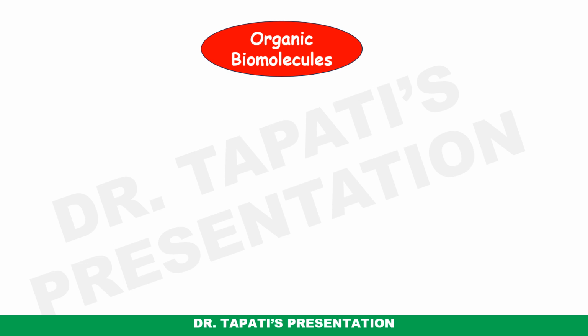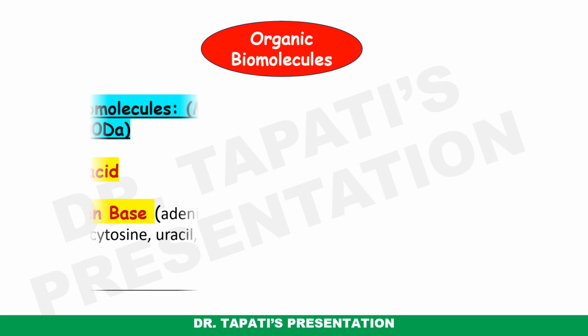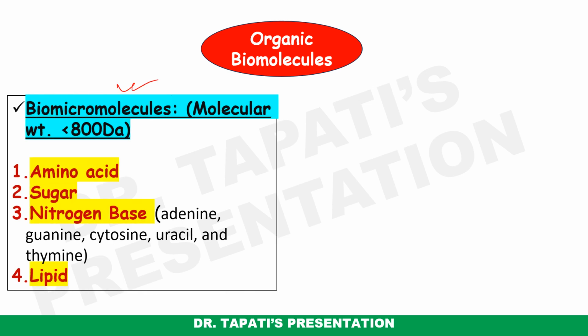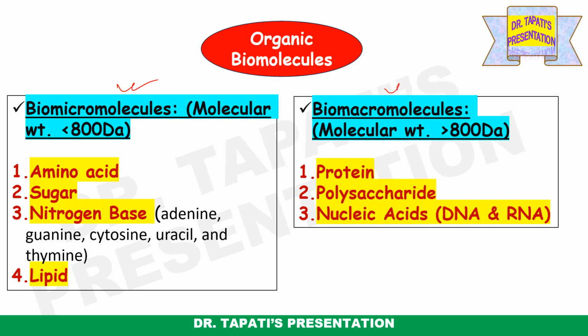So we can categorize organic biomolecules into two groups. One is biomicromolecules and another one is biomacromolecules. Biomicromolecules means molecular weight less than 800 Dalton. Macro means molecular weight is greater than 800 Dalton. Examples of biomicromolecules are amino acids, sugars, nitrogen bases including purines and pyrimidines, as well as lipid molecules.